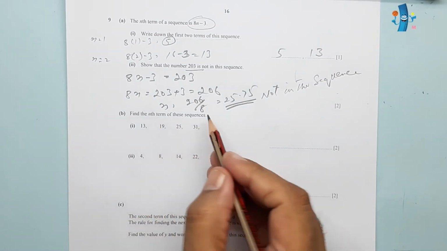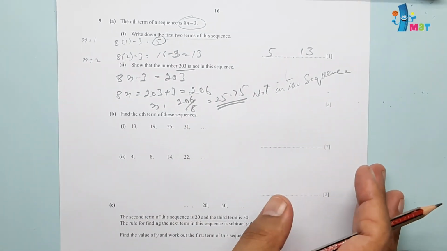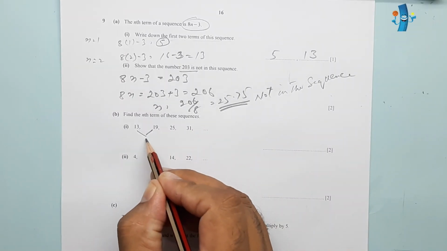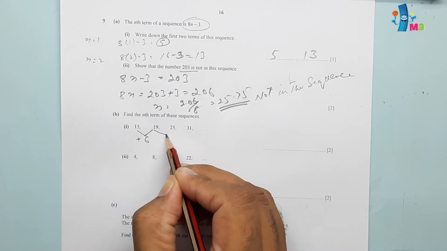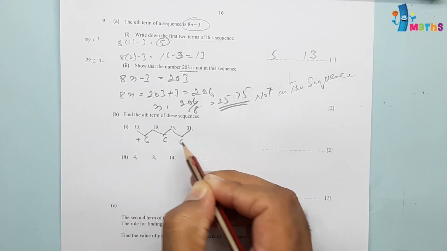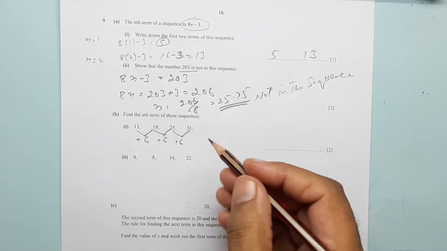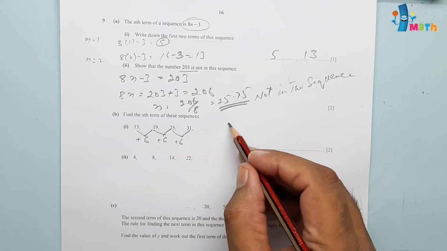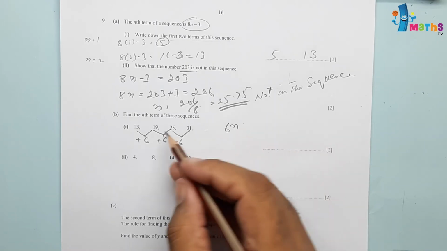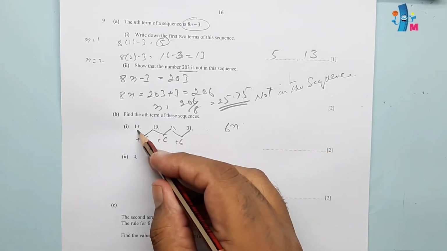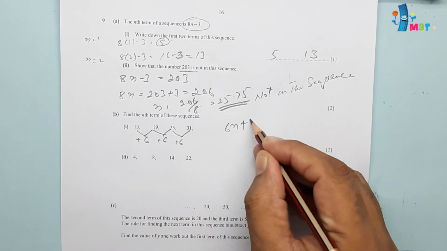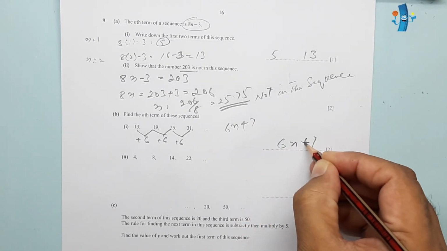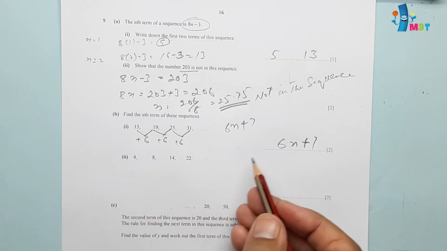Find the nth term of these sequences. If we check, the difference for these will be plus 6, and the difference of this one is also plus 6, and plus 6 basically. So for the nth term, we can write the difference times n, and if we replace n with 1 we'll get 6, but we need 13, so plus 7. So this will be our formula, 6n plus 7, the general formula of the nth term.